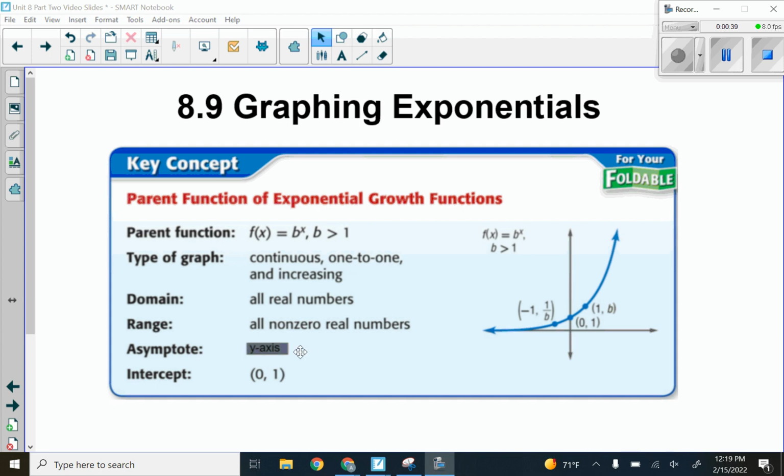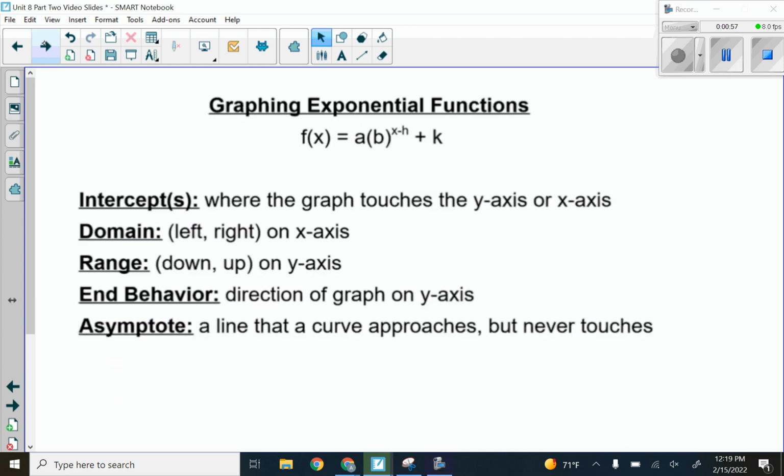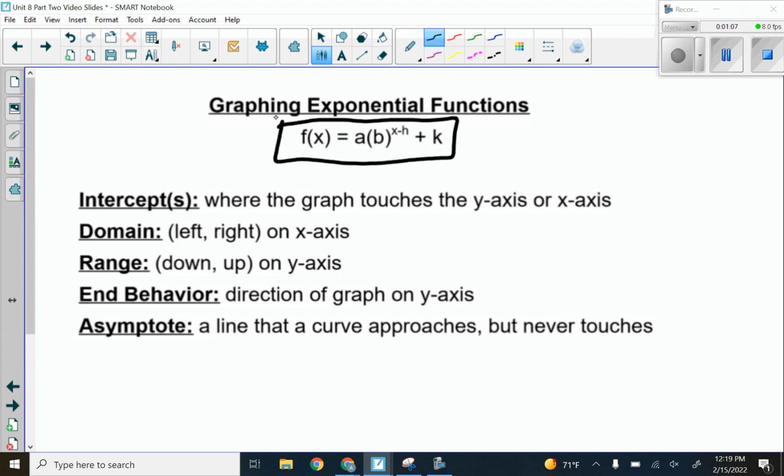So we're going to have an asymptote on our y-axis or going horizontally. And for our basic b to the x function, it has an intercept of 0, 1. So taking a look, all of this vocabulary should be the same except for this. So you will want to add this one to your notes, and that is just our AHK version for our exponential function.